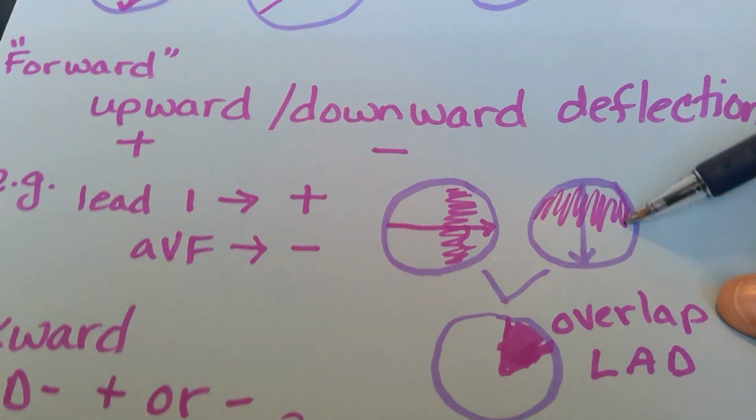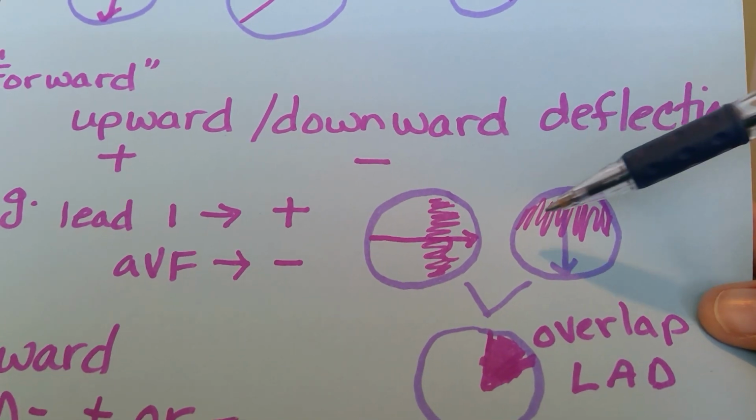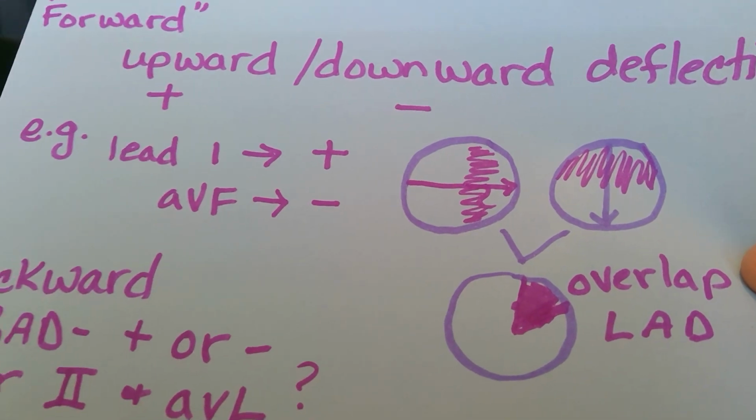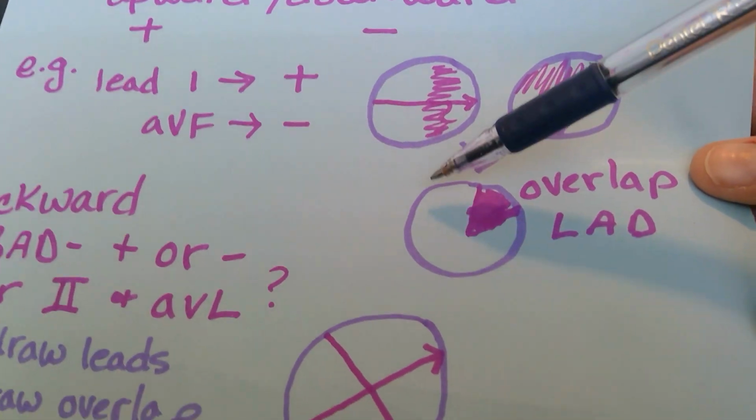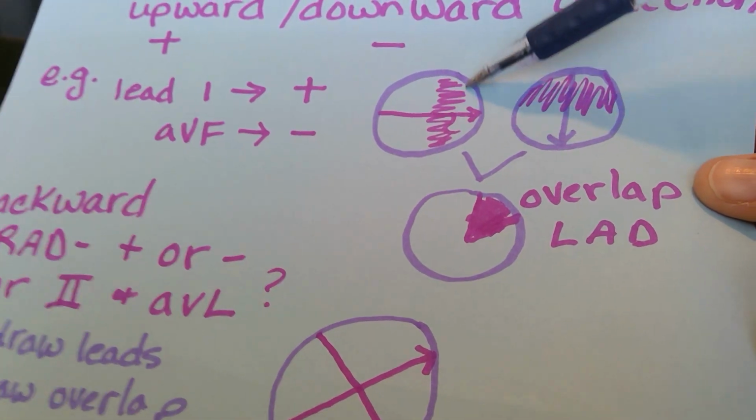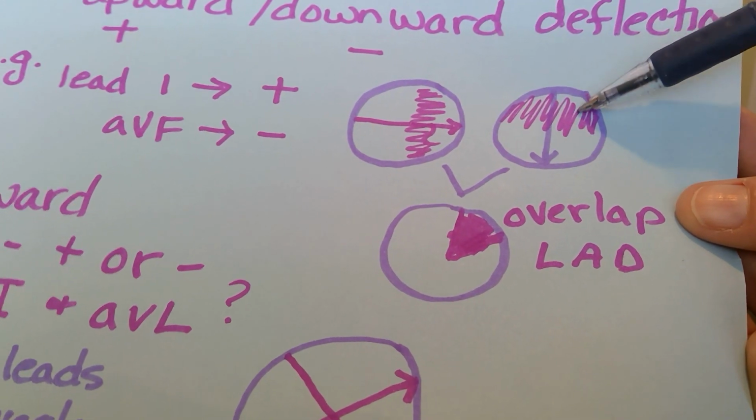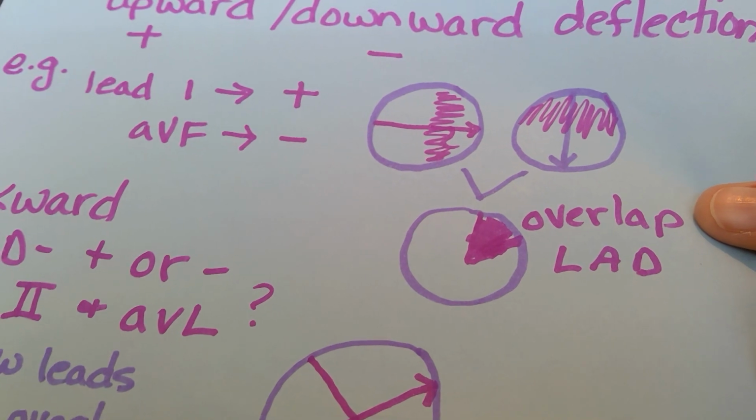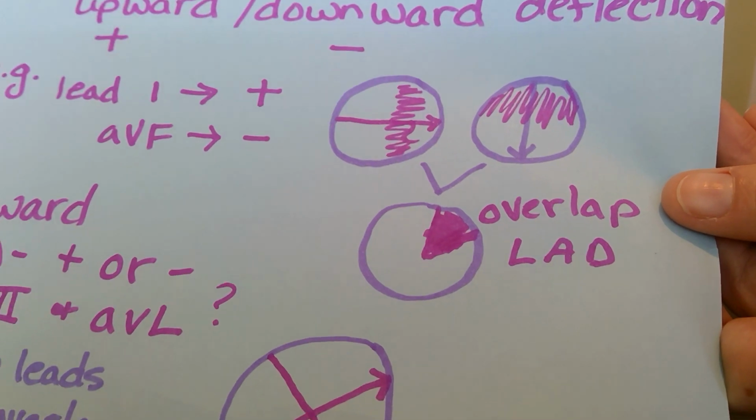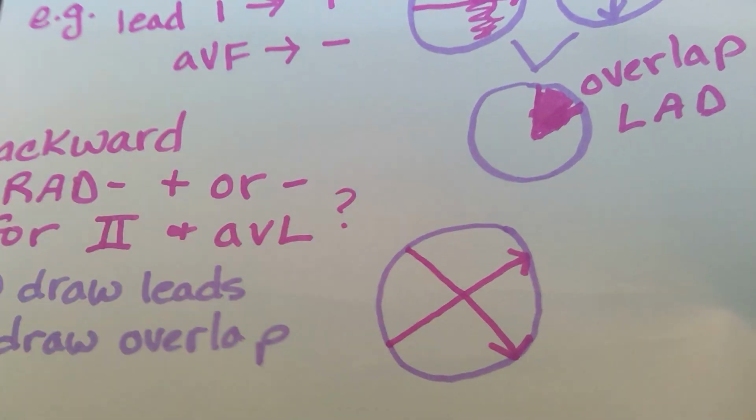Do the same in another circle for AVF. AVF, we're told, is negative. So I shaded in the half of the circle that reflects the negative side of AVF. Then draw another circle and look at the overlap of the shading that you did in each individual circle. Where there is overlap, that is where your person's MEA is. In this example, it's suggestive of a left axial deviation. But what about going backward?